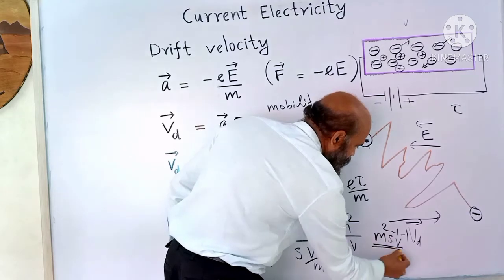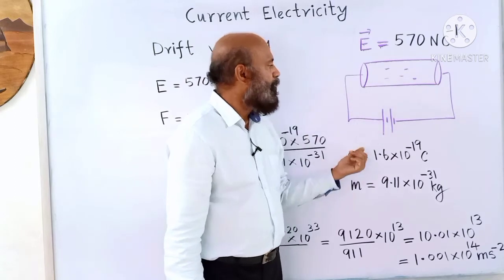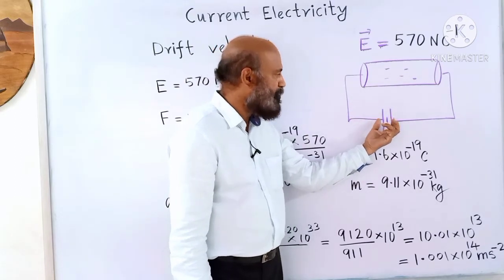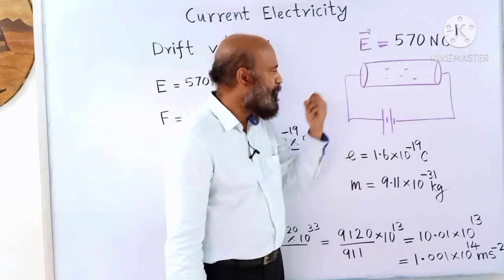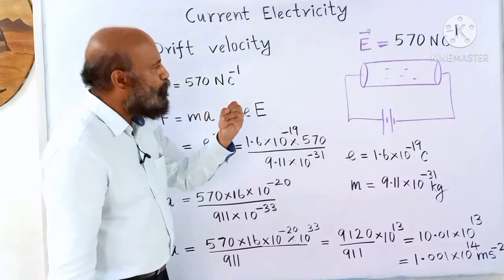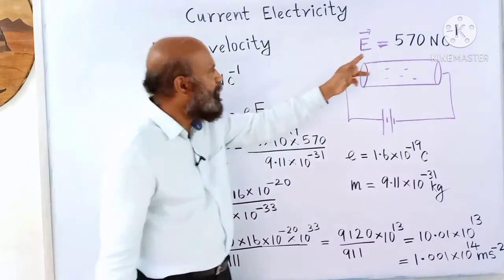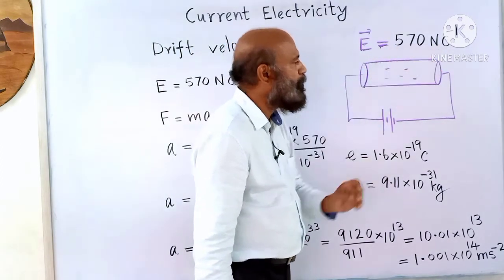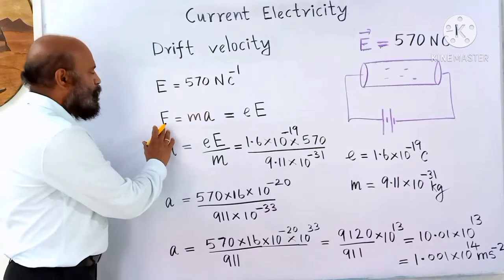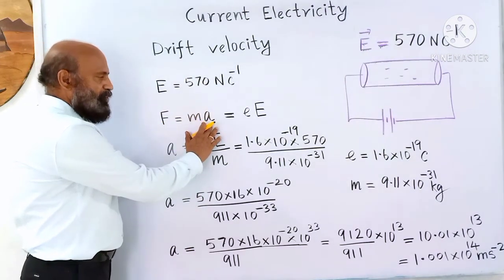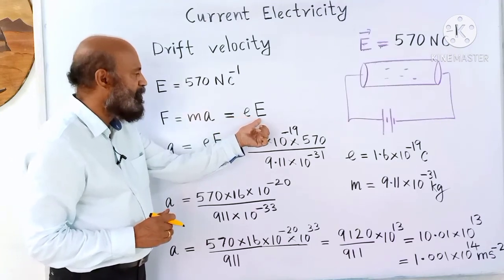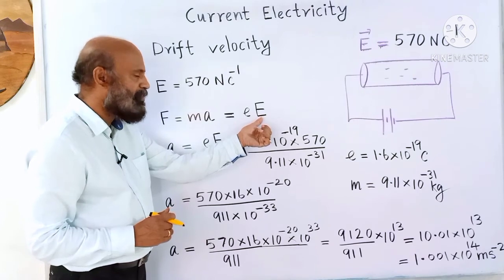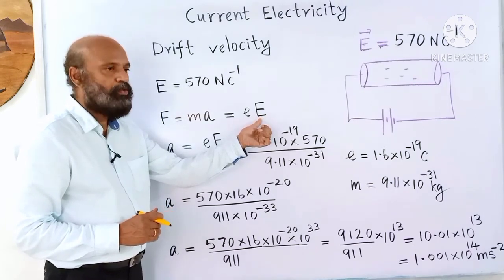Across a copper wire, a potential difference is maintained by a battery. So there is an electric field. Under the influence of the electric field, electrons are accelerated. We have to find the acceleration when the electric field is 570 Newton per Coulomb. According to Newton, force is mass into acceleration. Force experienced by the electron is given by eE, where E is the electric field intensity, the force per unit charge.